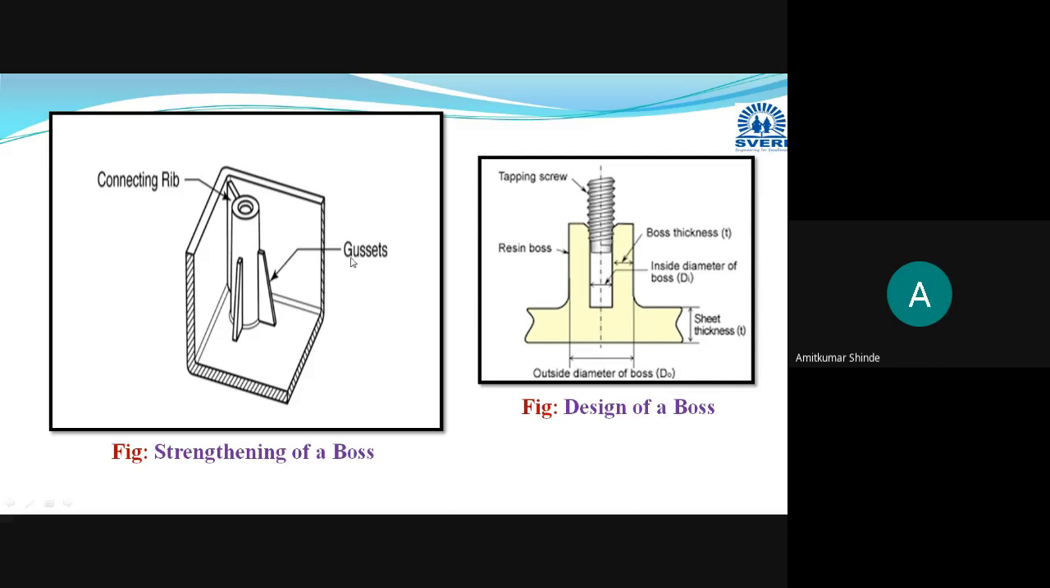This is the gusset. It provides strength and rigidity. A rib will also provide strength and rigidity to the boss. This central hollow cylindrical portion is the boss, and this is the gusset. On this side, this is the rib. These ribs and gussets are used to increase the strength of the boss, because whenever you use screws to assemble it, some load may be applied. The boss is subjected to loading, and to sustain those loads it requires additional strength, which is provided with the help of these gussets and ribs.